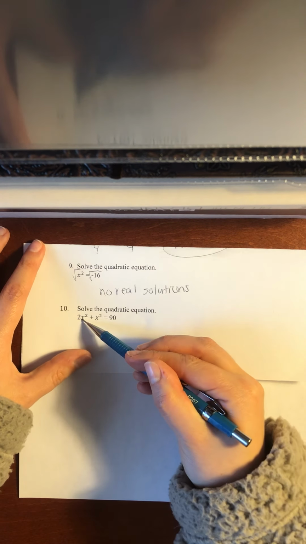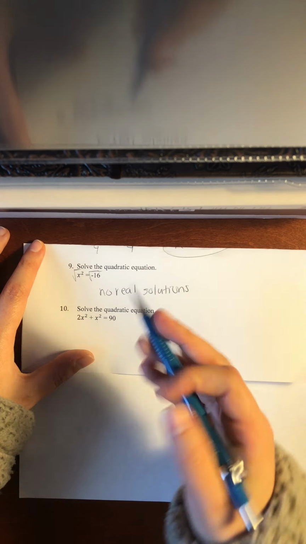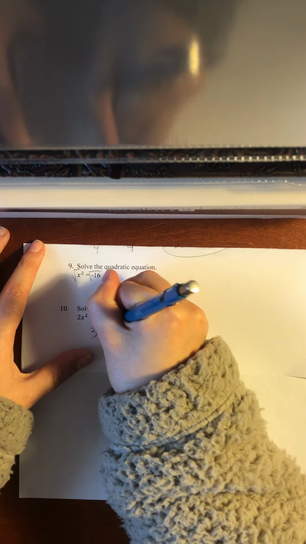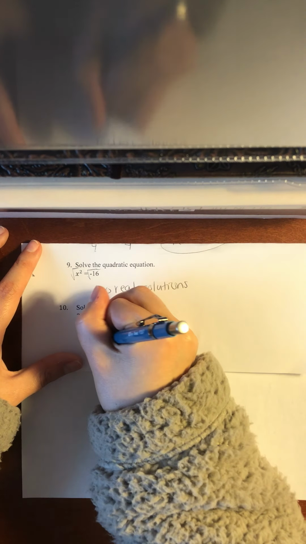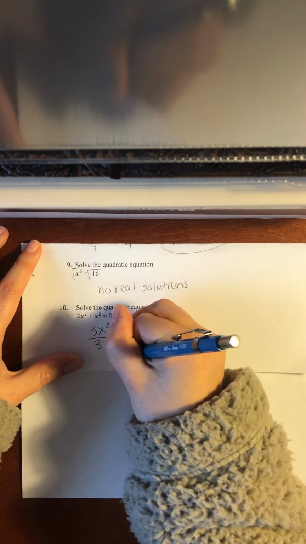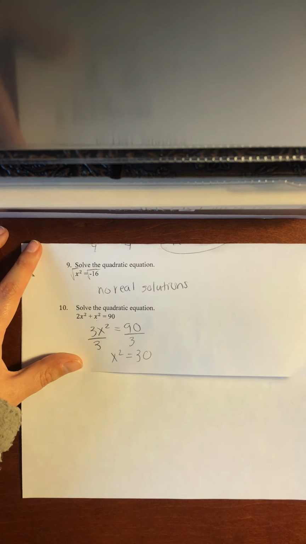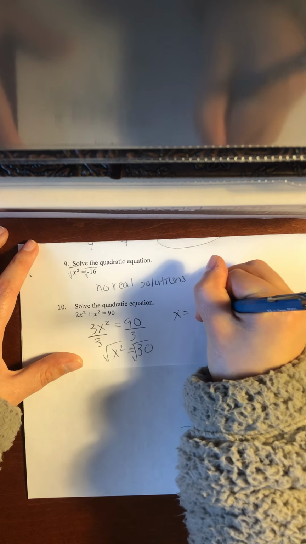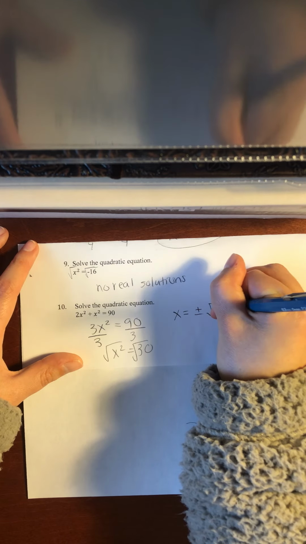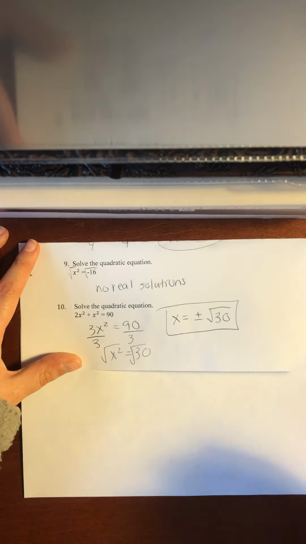For this one, 2x squared plus x squared equals 90. 2x squared plus x squared is 3x squared equals 90. Divide by 3, x squared equals 30. Square root both sides. X equals plus or minus radical 30. There's nothing we can do to simplify that.